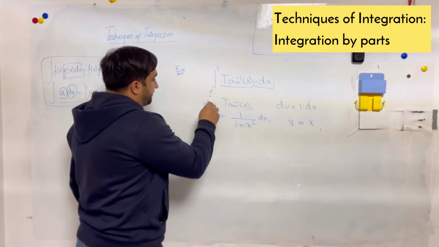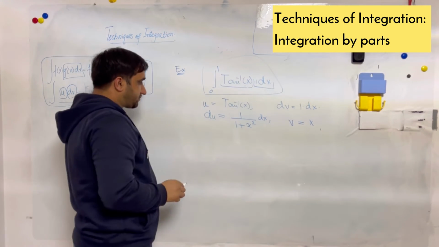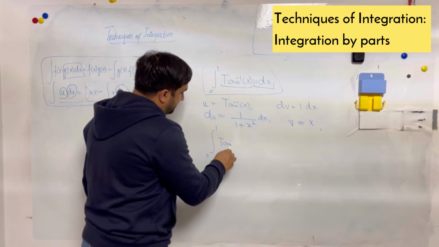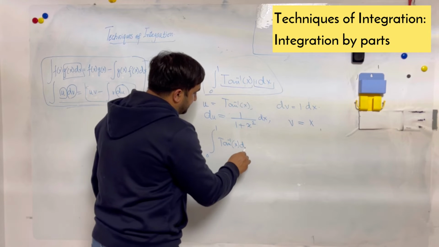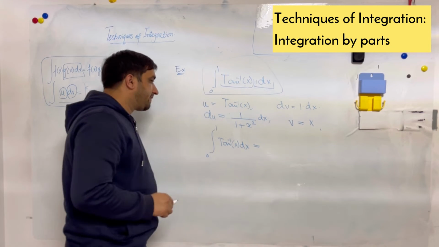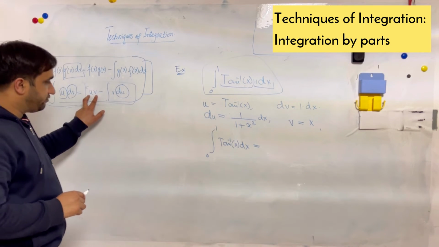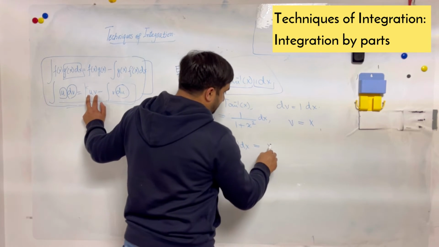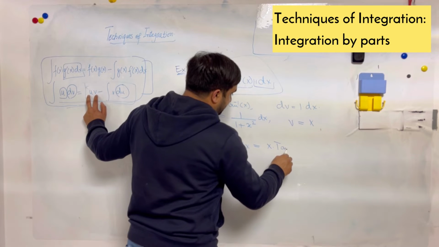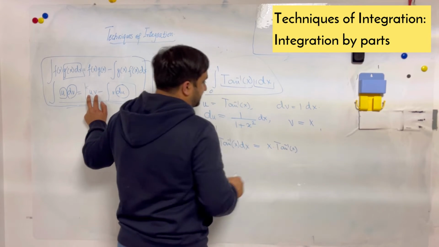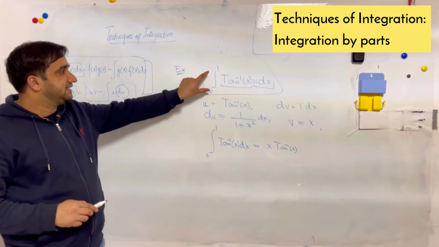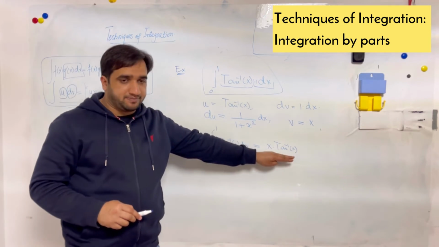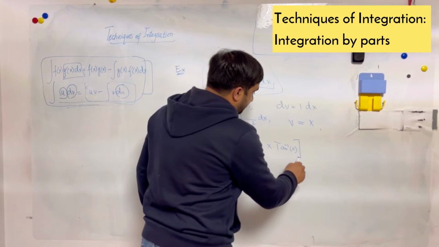So it means this integral from 0 to 1 of tan inverse of x dx is equal to what? This is equal to uv. u is tan inverse and v is x, so I am writing it as x tan inverse of x, but in this case the integral has limits, so whatever expression you simplify, you will plug in the limits on it.